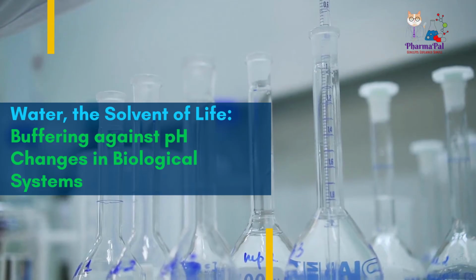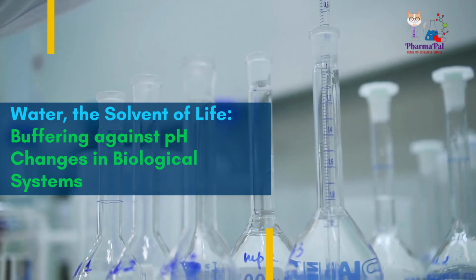First off, let's talk about pH. You've probably heard this term before, but what exactly is it? Well, pH is a measure of the acidity or basicity of a solution. It's on a scale from 0 to 14, with 7 being neutral, below 7 being acidic, and above 7 being basic. Now, let's introduce the Henderson-Hasselbalch equation.